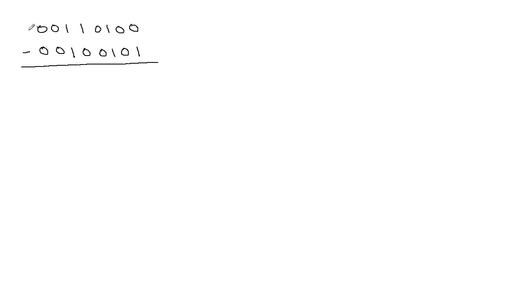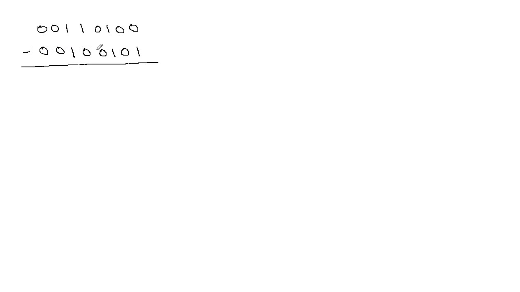We see binary numbers minus another binary number here. So the first thing we have to do is get the 2's complement of this binary number, and then we add instead of subtract. Okay, let me show it to you.